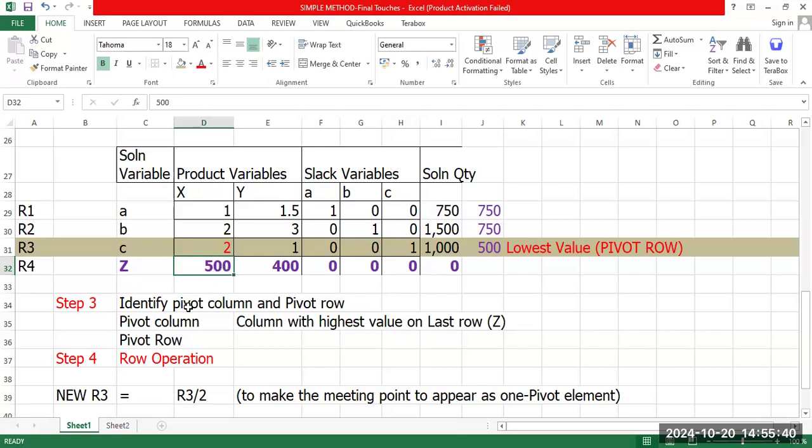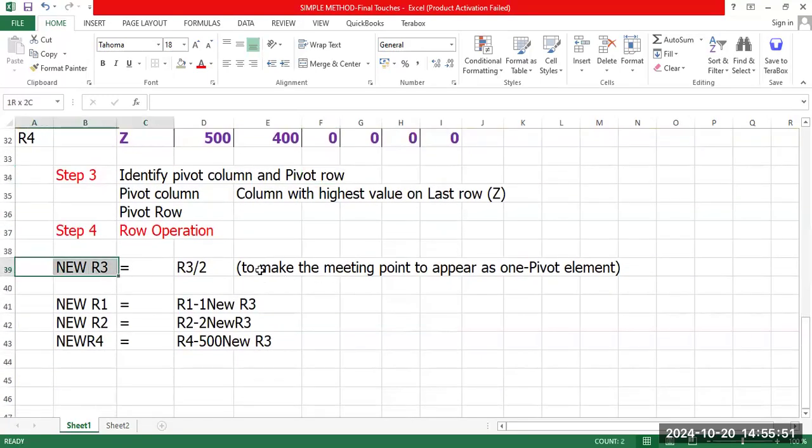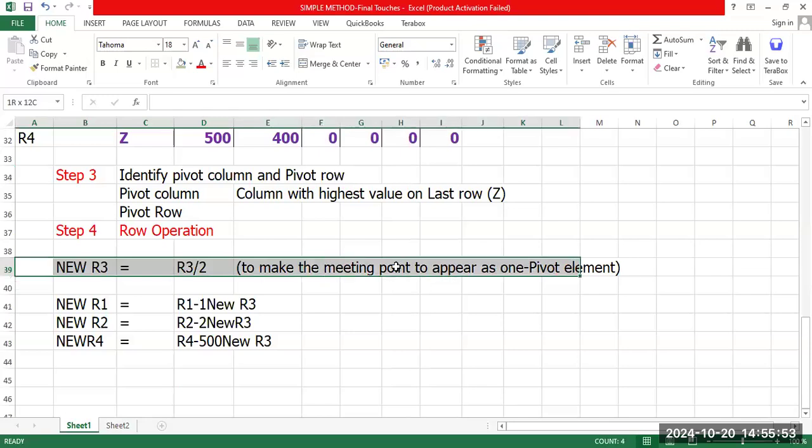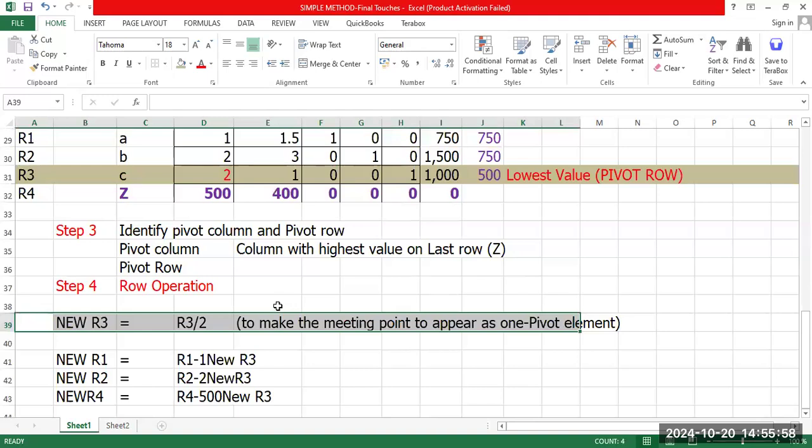That's why you need to identify pivot column. The reason why you need to identify pivot row is that it is going to help you on this first point. Because without pivot row, you cannot know the meeting point.